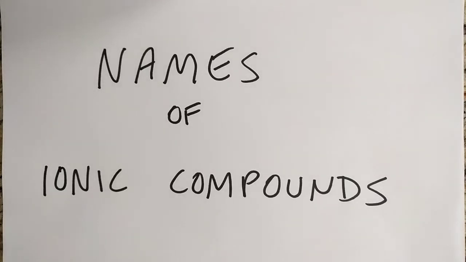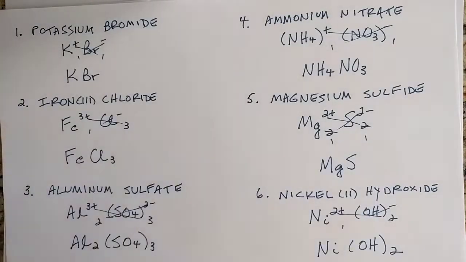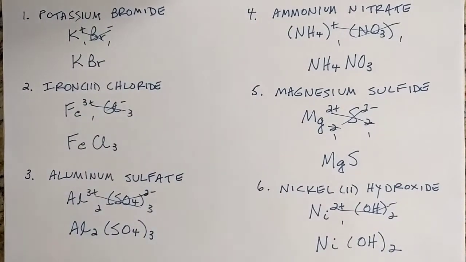Today's lesson is names of ionic compounds, and you will need a periodic table, your periodic table of ions, and your polyatomic ion chart. So before we get started on that, yesterday you were given an assignment where you had to write the formula of a compound given the name.